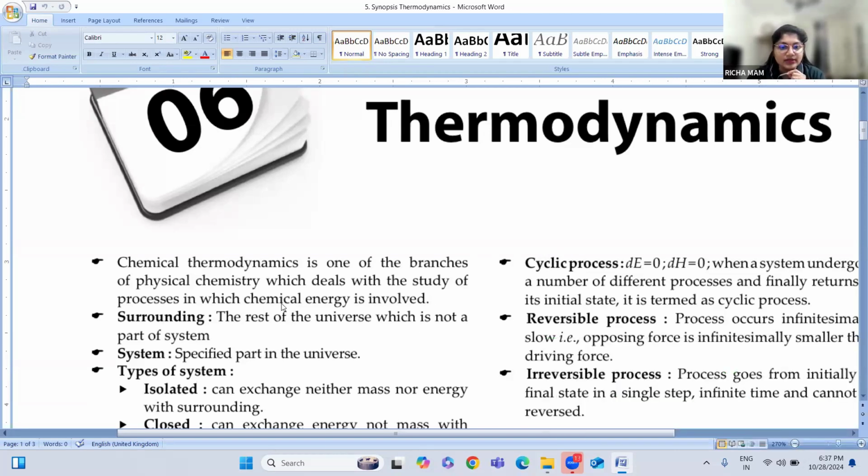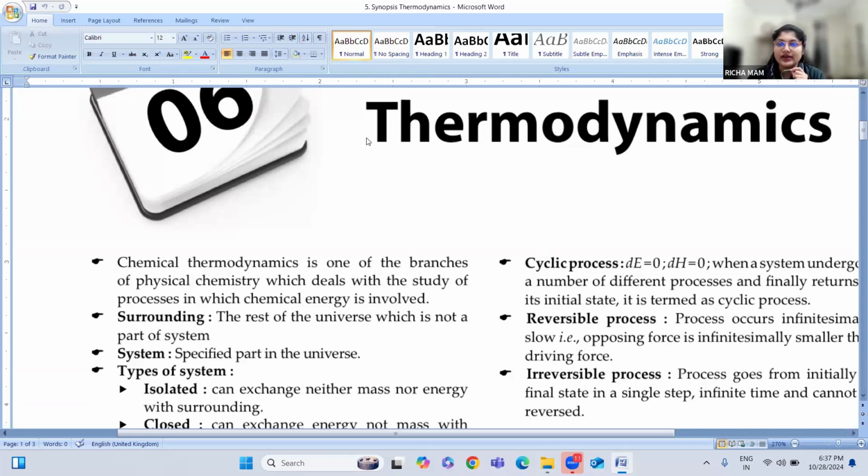So there are two important things: surrounding and system. What is a system? A specific part of a universe is called a system, and surrounding is what? The rest of the universe, which is not a part of the system, is called your surrounding.